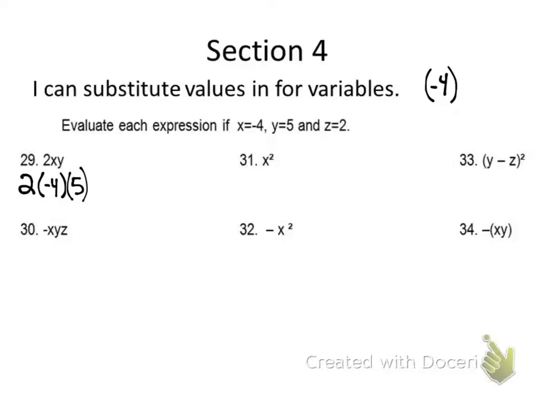Now you just follow the order of operations. 2 times negative 4 is what? Negative 8. Negative 8 times 5 is negative 40.